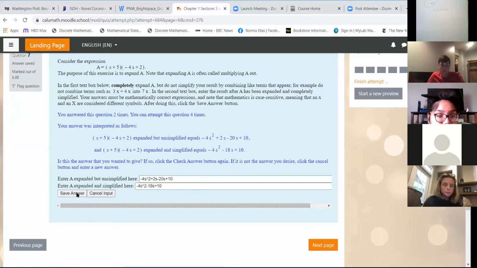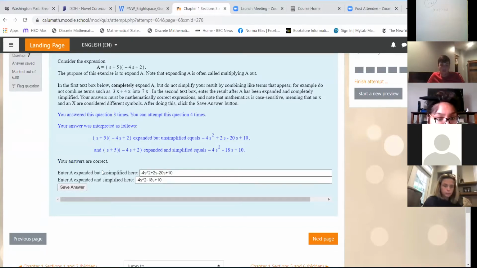I hit save answer again, and let's see what it's going to give me. Your answers are correct. Is that clear? And you have 4 attempts. After 4 attempts, it won't take anything anymore. All right, so that's how Moodle works, and that's how you have to do the problem.